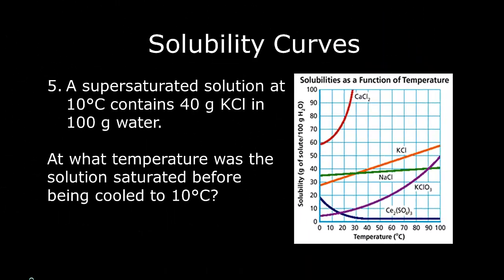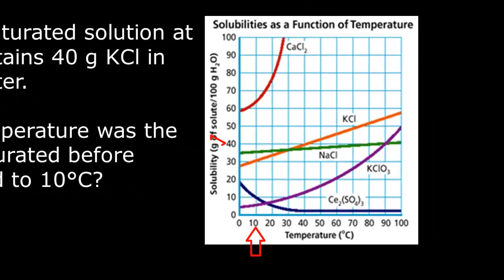Number 5. A supersaturated solution, that's an indicator right now that the data we're getting in here is above the line. It's supersaturated. And it's at 10 degrees and it contains 40 grams of potassium chloride. So we're going to go to 10 degrees and 40 grams. And sure enough, it is above the line of KCl. At what temperature was the solution saturated before being cooled to 10 degrees?